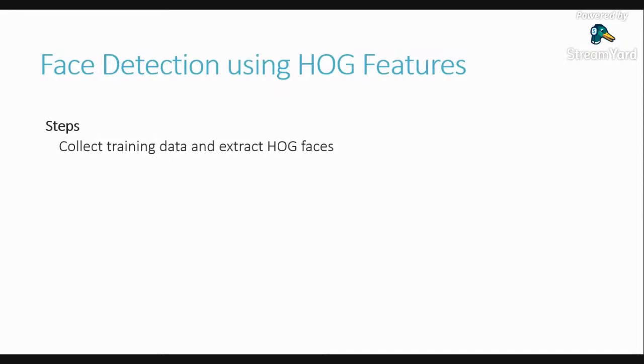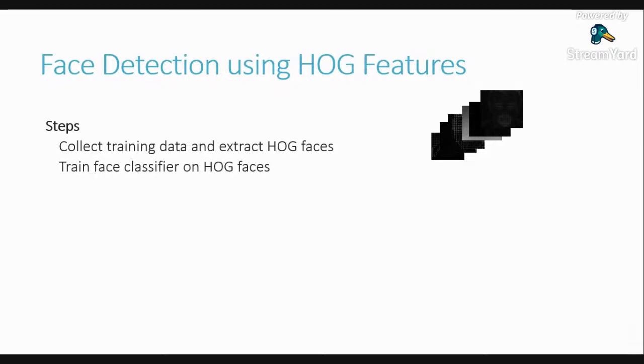The steps that we will be performing: the first step is that we have to collect a lot of training data and extract HOG faces, as we have seen in the previous slide. So we will collect images; for example, this one doesn't contain a face, this doesn't contain a face, this contains a face, this doesn't, this doesn't, it contains a face. I've shown very few examples, but in reality we collect a lot of data, images which contain faces and which don't.